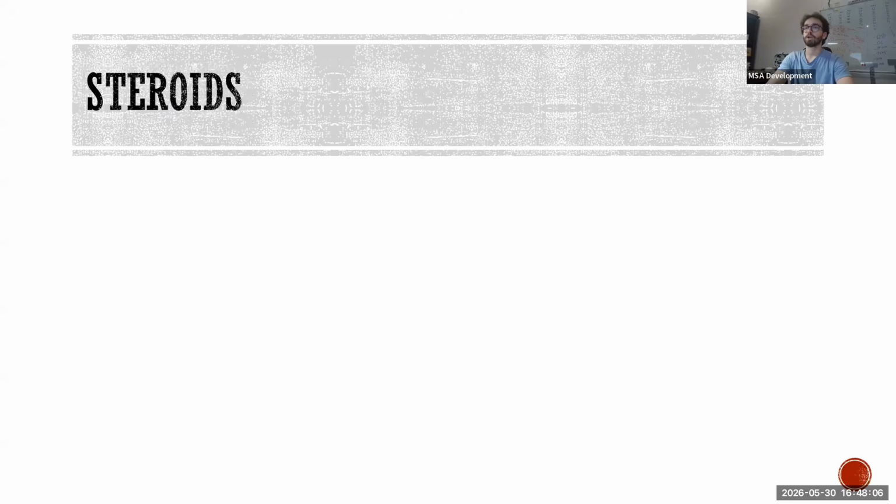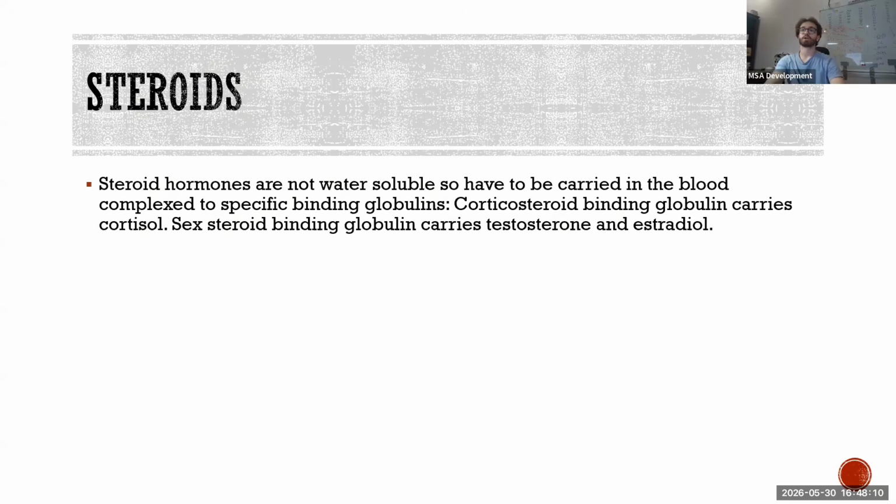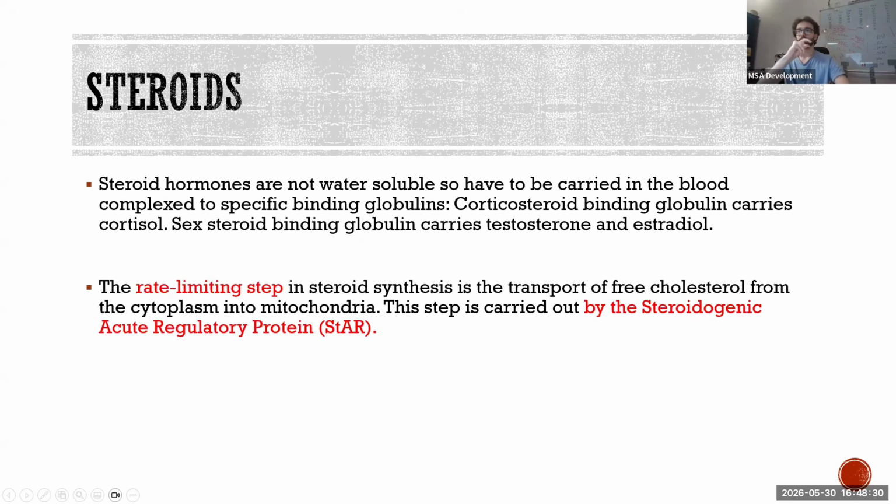Now we're going to move on to steroids. We're going to say that steroid hormones are not water soluble. Just memorize it. It has to be bound to globulins to be transported. So corticosteroid binding globulin, for example, carries cortisol. Sex steroid binding globulin will carry testosterone. Not very important, just know it for your knowledge, basically.